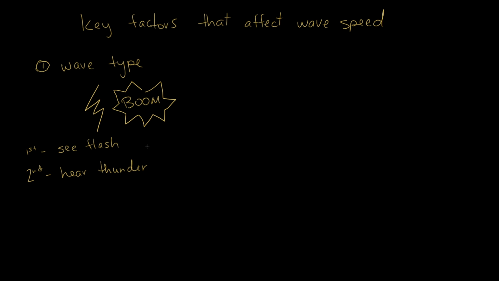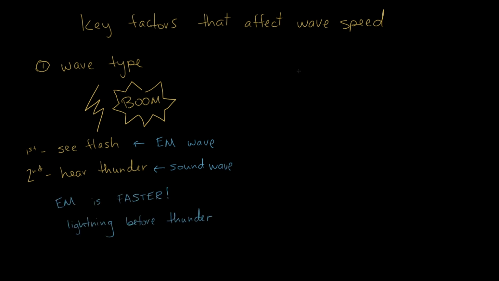That's because those are two different waves that are part of the same phenomenon. When the lightning strike hits, you see the flash first because that's an electromagnetic wave, light. It travels much faster than the sound associated with a lightning strike. Electromagnetic waves are special because not only do they travel very fast, they also don't need a medium to travel through. The thunder, on the other hand, is a sound wave, traveling slower than the light. So you'll see the lightning before you hear the thunder. Different wave types move at different speeds.